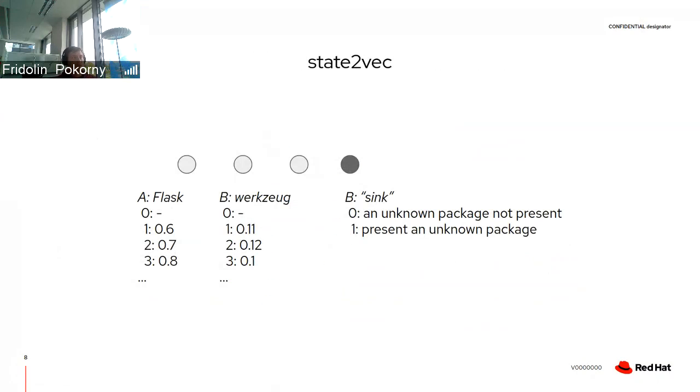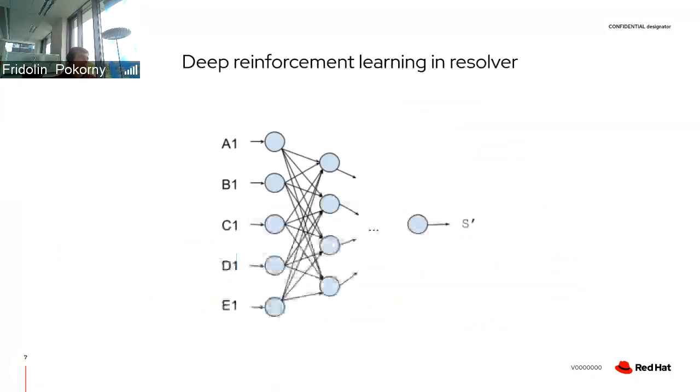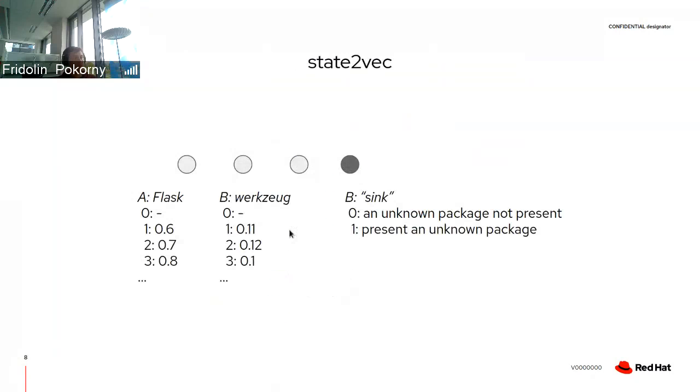We designed states2vec that corresponds to the input vector. So the dots you saw, A1, B1, C1, D1, E1, correspond to packages that can occur in the software stack. So an example can be the first dot being Flask application, and values that are valid for this input are 0 if Flask does not occur in the software stack, 1 for Flask in version 0.6, 2 for Flask in version 0.7 and so on.